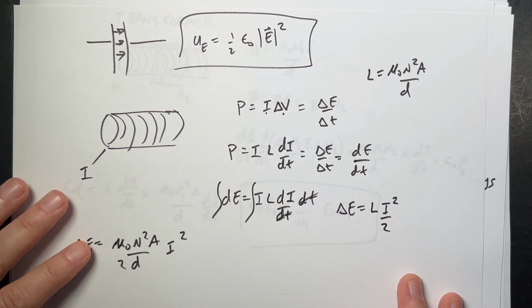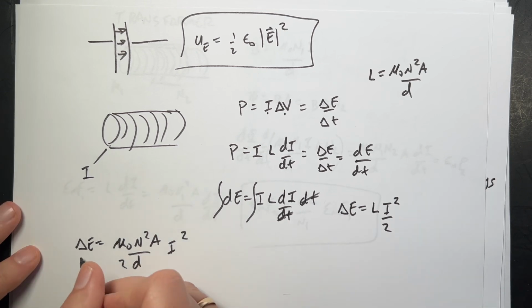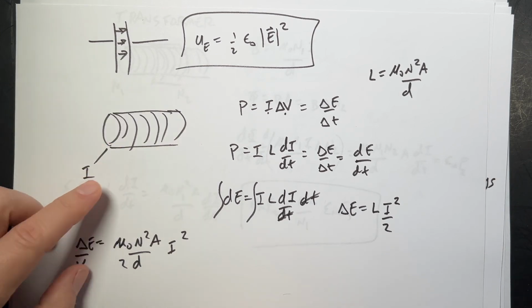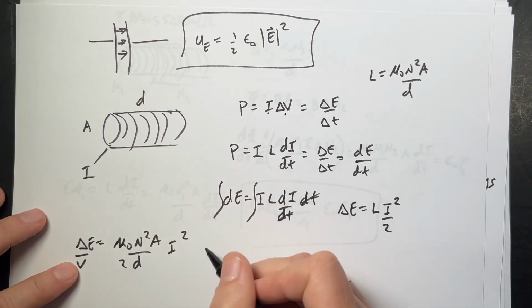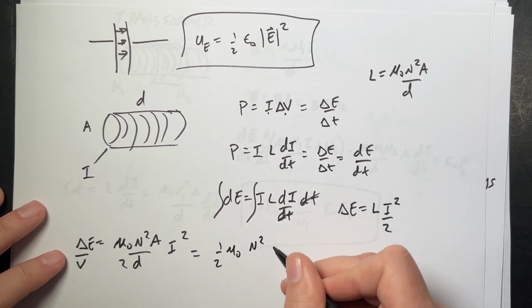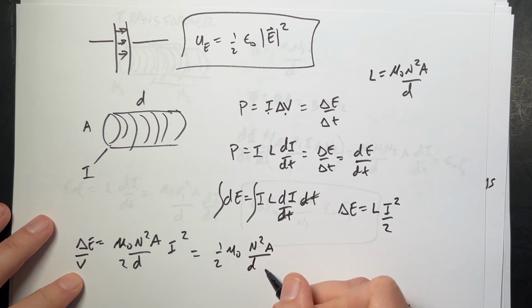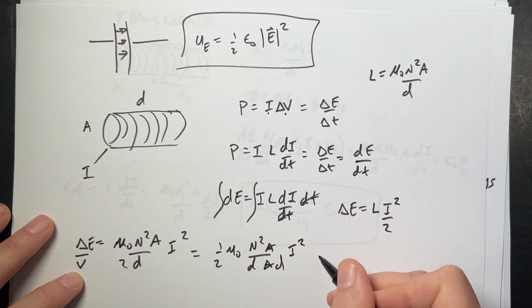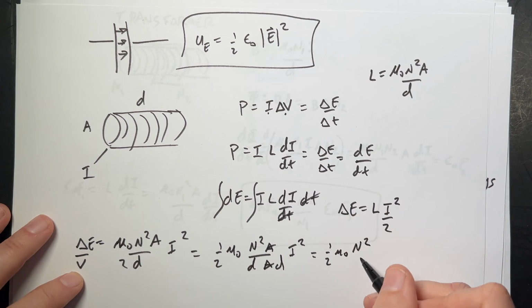Now let's just divide by the volume of the solenoid. If this has a length D and an area A, the volume is going to be A times D. So this is going to be equal to 1/2 mu naught n squared A over D divided by A times D. The A's cancel, and then I have that I squared. So it's going to be equal to 1/2 mu naught n squared over D squared.